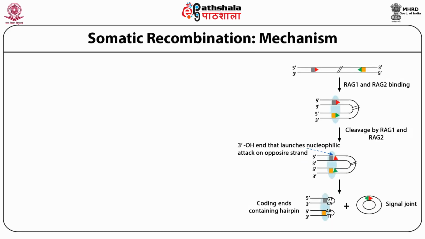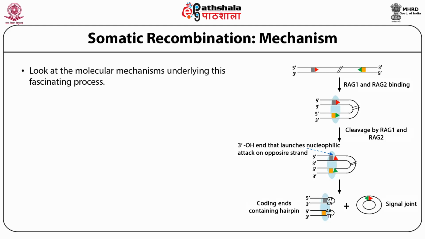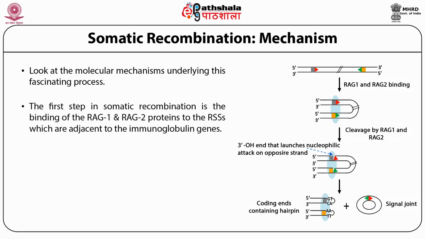Now that we have discussed the major steps involved in somatic recombination, let us look at the molecular mechanisms underlying this fascinating process. The basic molecular mechanisms underlying all the kinds of somatic recombination are the same irrespective of whether it's D to J recombination, V to DJ recombination, or V to J recombination. It is also the same for B lymphocytes as well as T lymphocytes. Now, the first step in somatic recombination is the binding of the RAG1 and RAG2 proteins to the RSS, which are adjacent to the immunoglobulin genes.